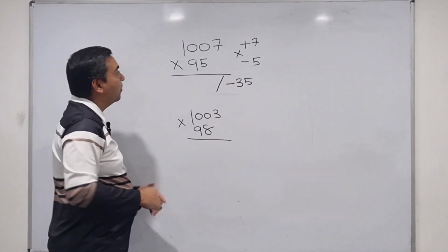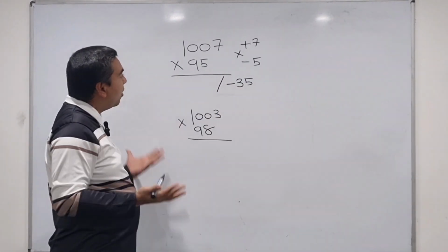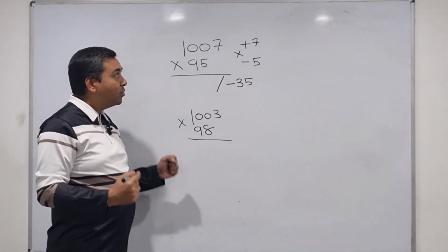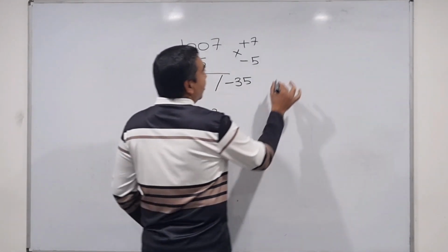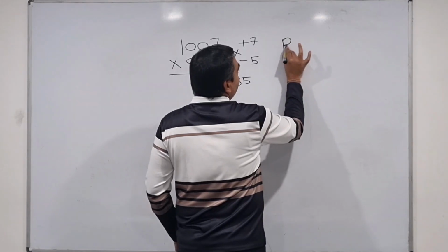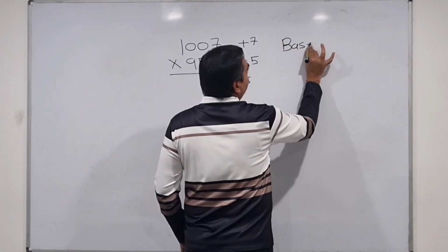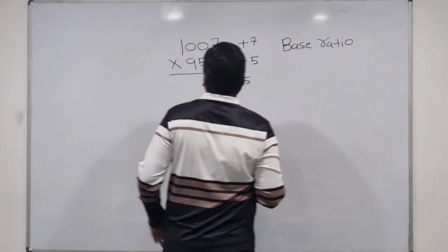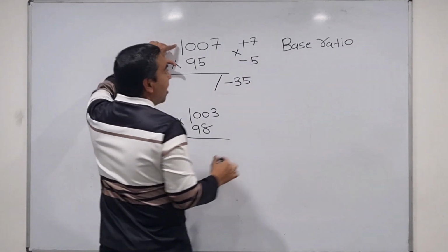All right. Now, the operations we were doing before and now are totally different. Now what we're going to do is work on the base ratio, guys. So we're going to find out the base ratio. What does it mean? Okay, what is my bigger base? My bigger base is 1000.